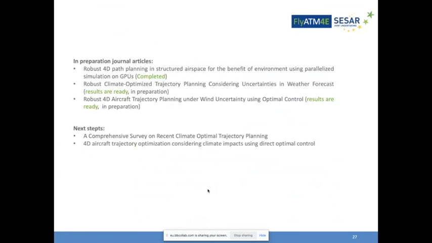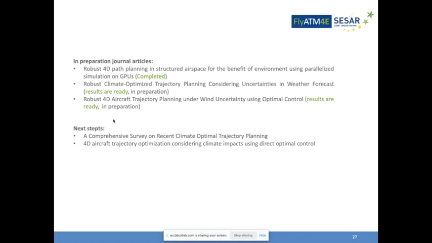As for the achievements, we have 3 papers in preparation. One of them is almost complete, which refers to the robust 4-dimensional path planning in the airspace. The second one, which is 2-dimensional path planning using optimal control, also has the results ready, and the status is in preparation. We are also working on 4-dimensional path planning using optimal control, but not for the climate impact. Also, the results here are ready.